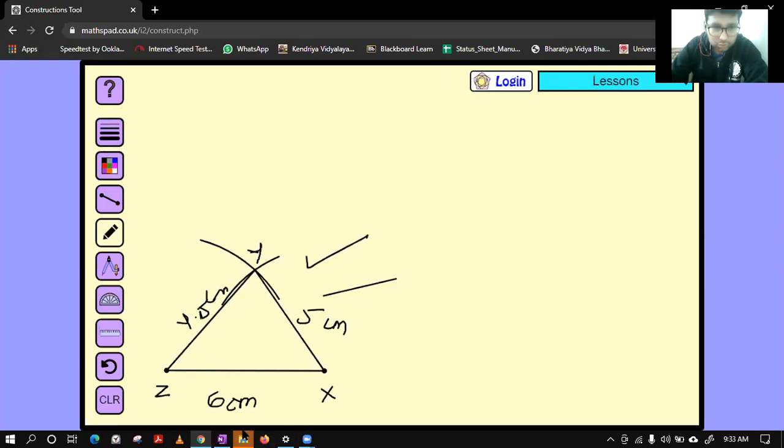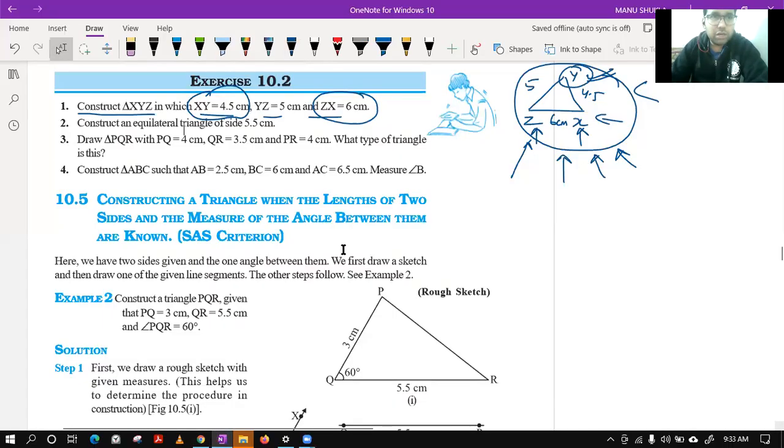Let's see now the next question. Construct an equilateral triangle of side 5.5 centimeter. So class, again, you will draw a triangle on your own as the rough diagram. Suppose I am drawing ABC rough diagram.